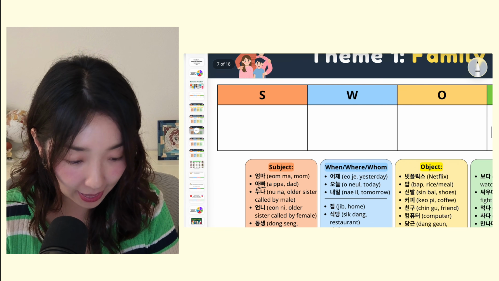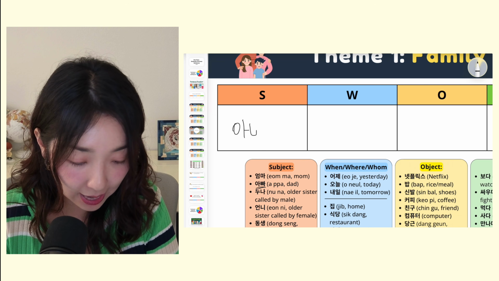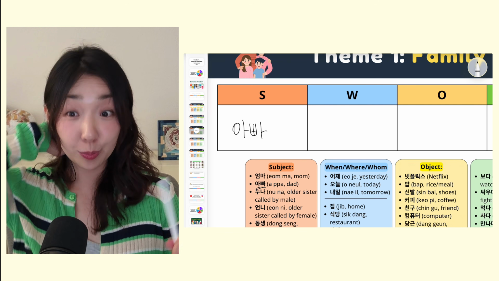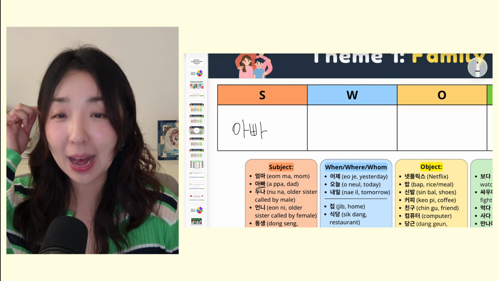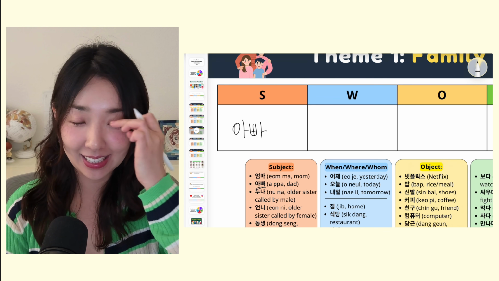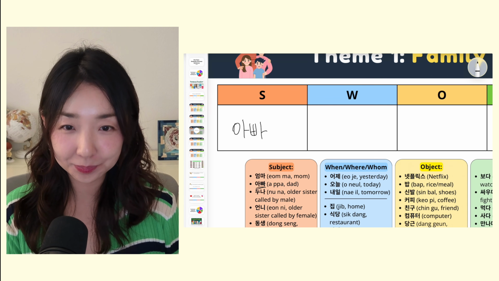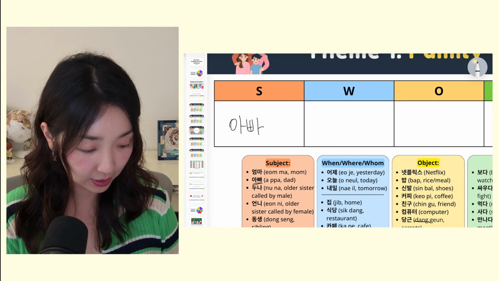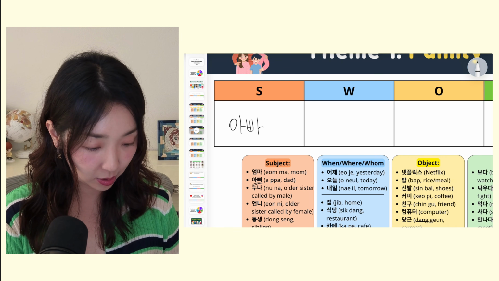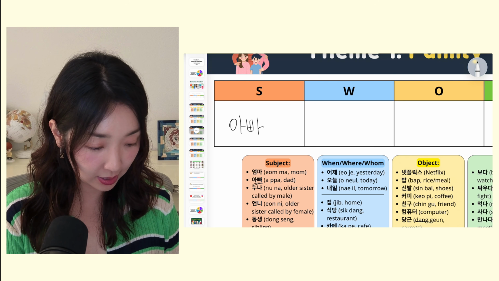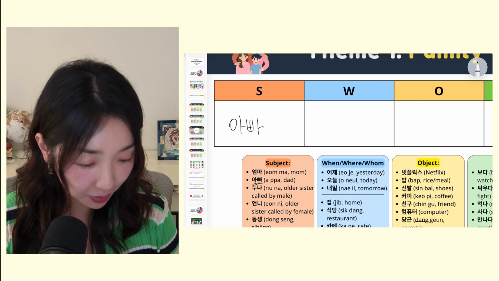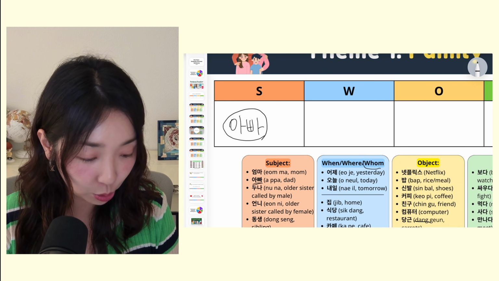Oops, I need a pen. 아빠. Not 오빠. 오빠 is older brother, right? So 아빠, 아빠 is dad. And then, let's see. I'm thinking what to do. What about we use 아빠 as a whom actually?